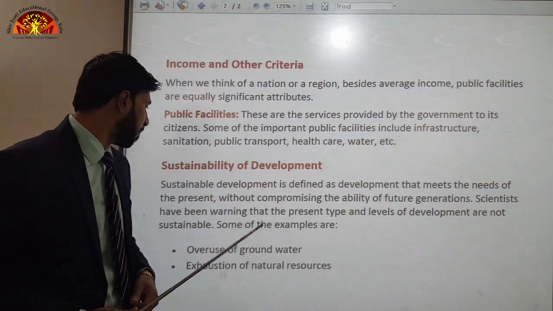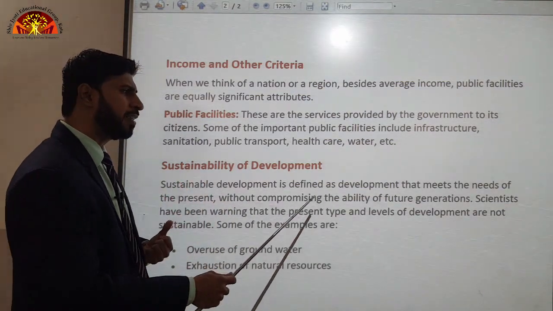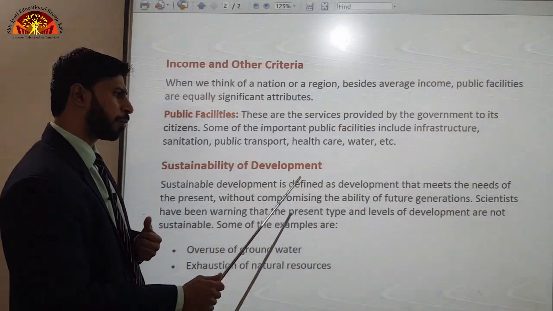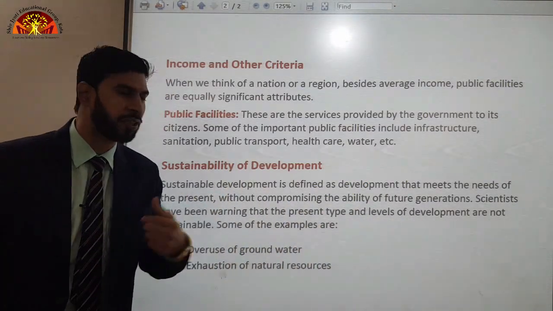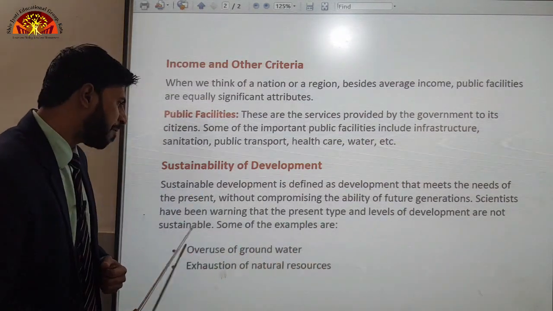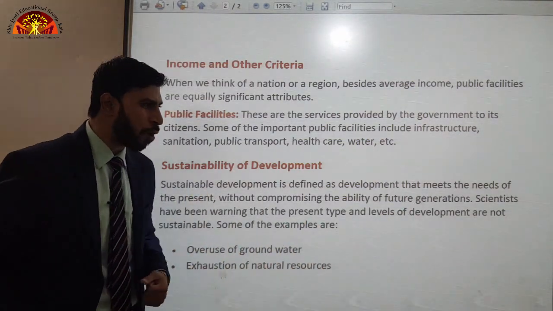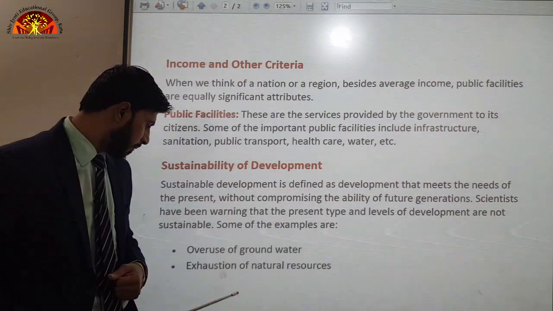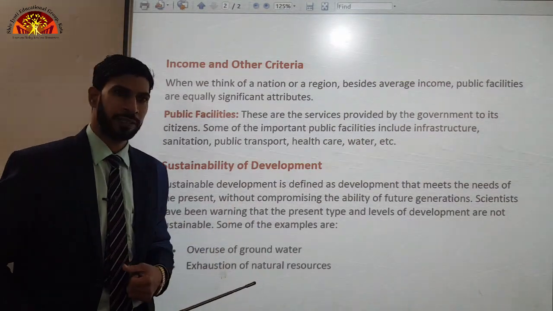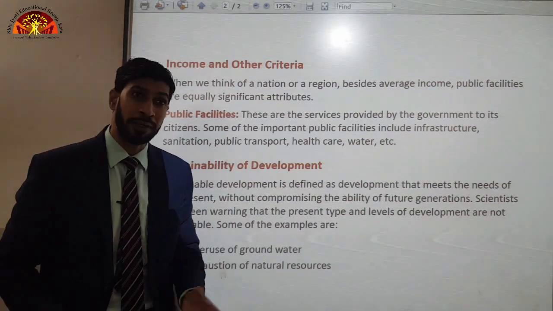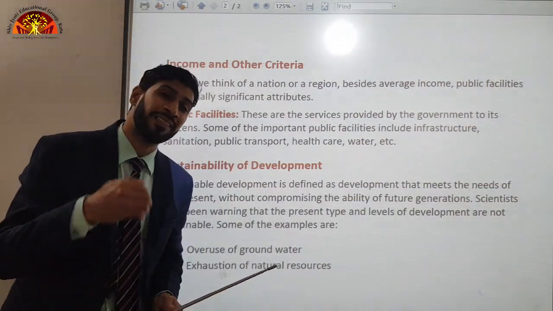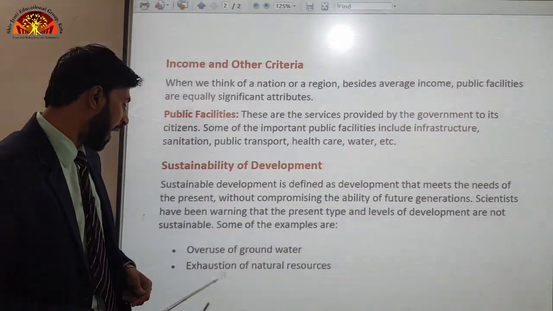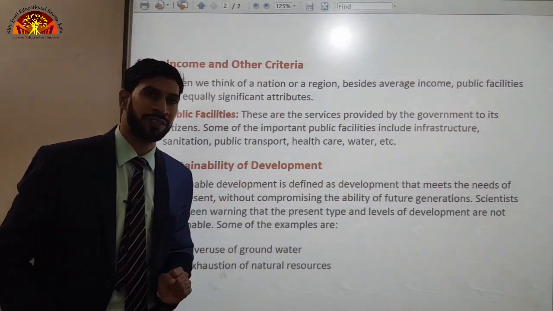Sustainability of development. Sustainable development is defined as development that meets the needs of the present without compromising the ability of future generations. Scientists have been warning that the present levels of development are not sustainable. Some of the examples are overuse of groundwater. No matter we have plenty of groundwater, overuse makes the level of water come down, and that is a problem. And exhaustion of natural resources.